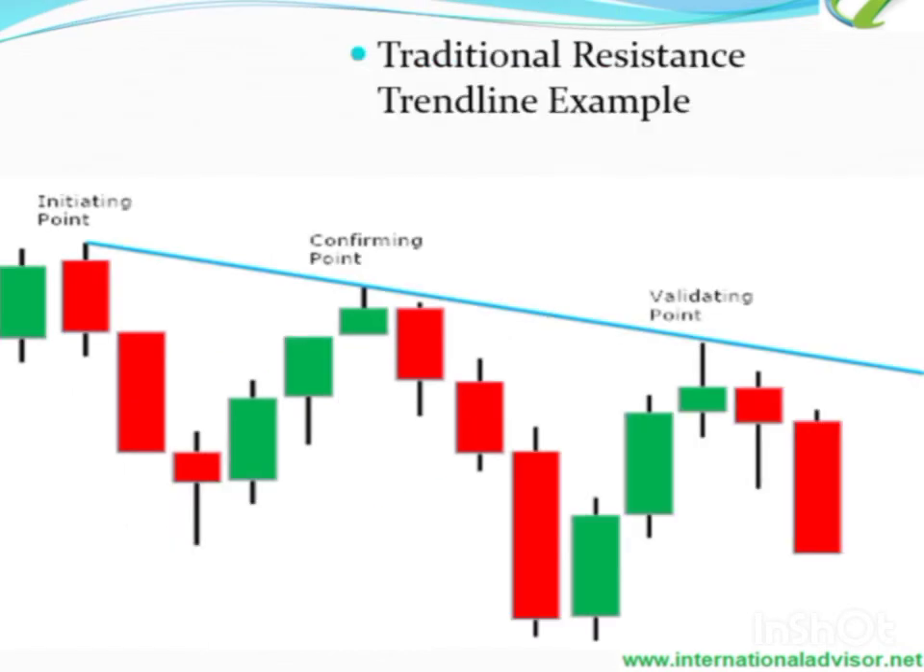Likewise, this is a downward sloping traditional trend line example. It's a resistance line: initiating point, confirming point, validating point. No market move is above this line because this is downward sloping.